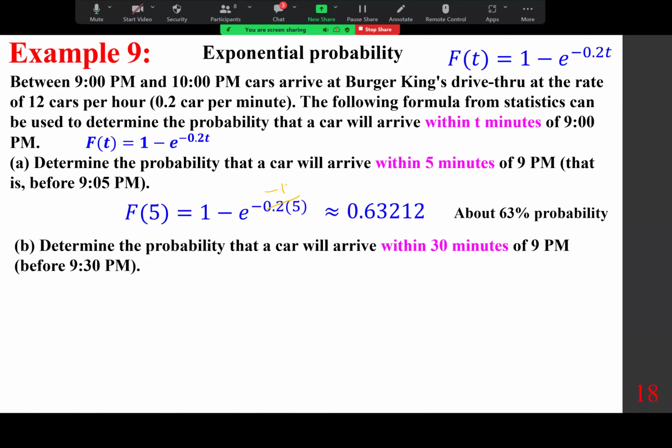For part B, same formula. Now we replace the t with 30. So it's 1 minus e to the power -6. You put it into the calculator, it gives you 0.9975, which is 99.75%. So simply put, plug in, everybody.